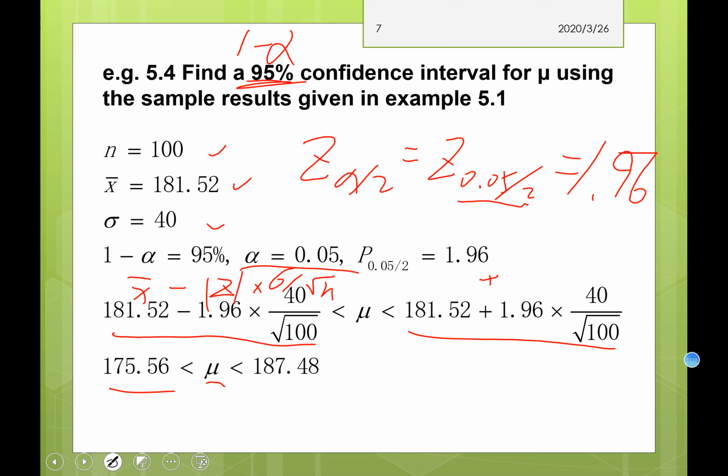So we can say that the population mean is between these two numbers. Mu is bigger than 175 and less than 187. Or we can just use this type of bracket, 175, 187.48, the two numbers in a bracket. So that is also correct. So this is the range, or this is the 95% confidence interval for mu in this question.